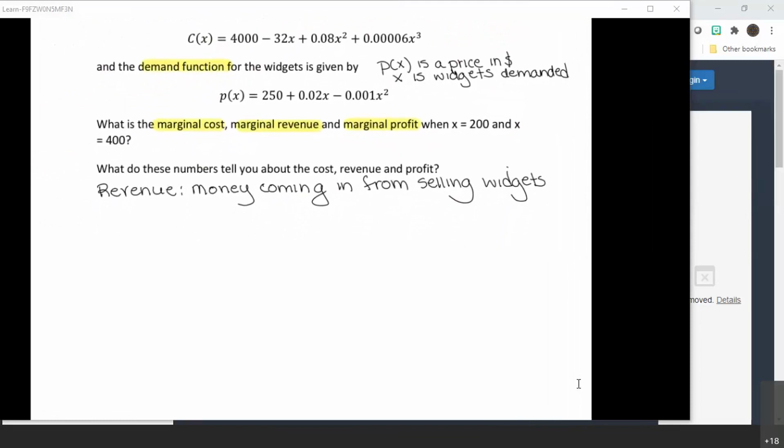We know the price for a widget, right? Price is P of X. So what's the relationship between revenue and price of the product? Because they gave me price. I'm kind of itchy to do something with this price here because I can't see any other reason to have it. What's the relationship between revenue and price?